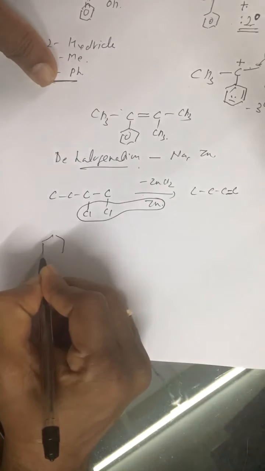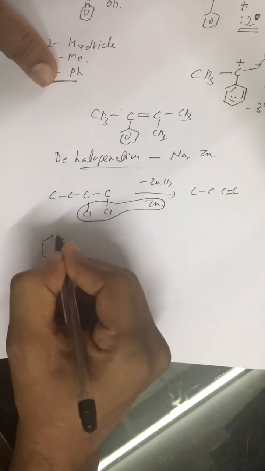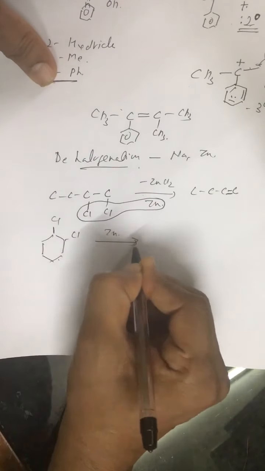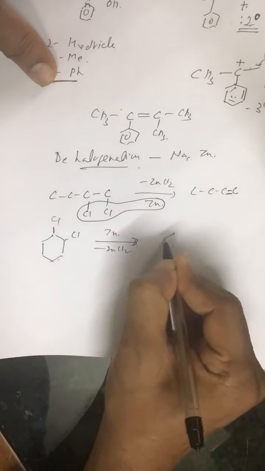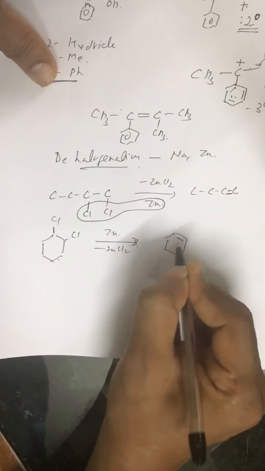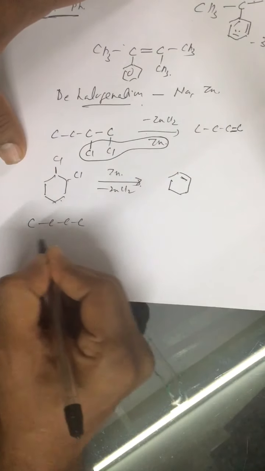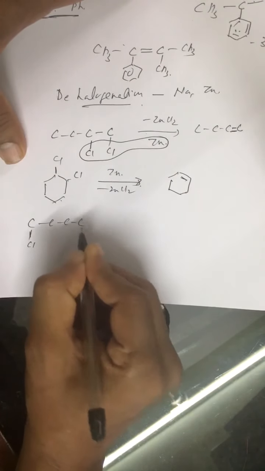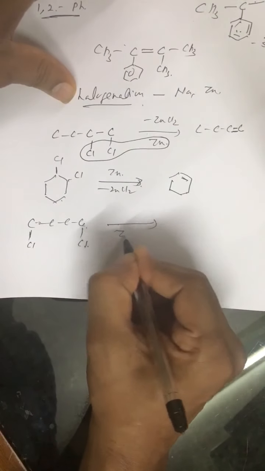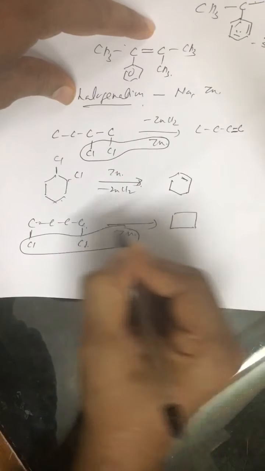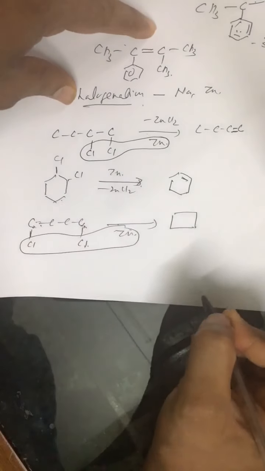Or if we have 1,2-dichlorocyclohexane, it is treated with zinc, removal of ZnCl2, and we get cyclohexene, like that. But you should be careful if there is a gap between the carbons containing chlorine. If there is a gap, then we don't get an alkene. Rather, if it is treated with zinc metal, this is the removal of ZnCl2 and we get cyclobutane. Just add these two carbon atoms.